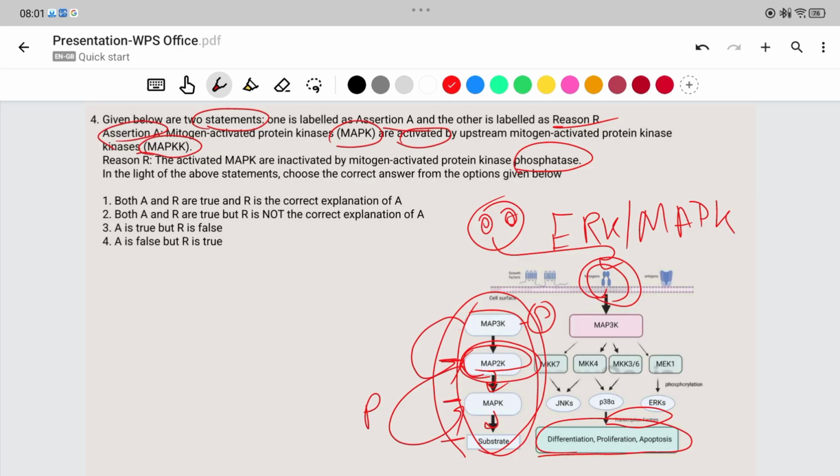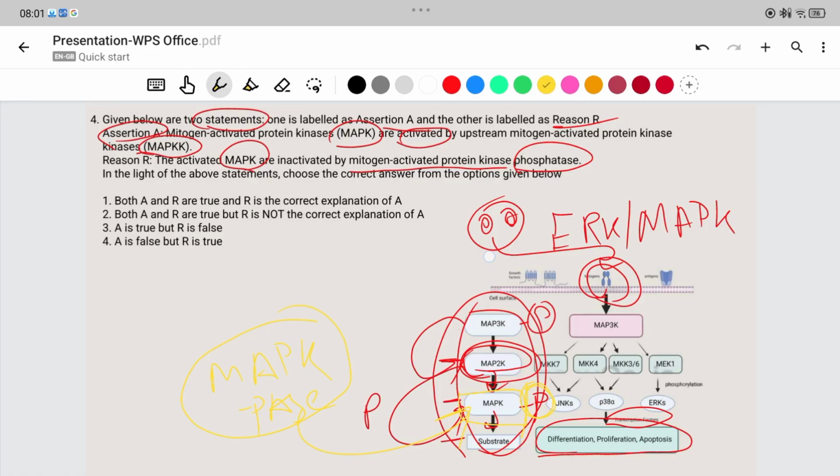And the reason is saying the activated MAP kinases are inactivated by MAP kinase phosphatase. So when this MAP kinase is activated, it is in a phosphorylated form. Now the MAP kinase phosphatase will come here and remove the phosphate group, and that will make the MAP kinase again an inactive form.